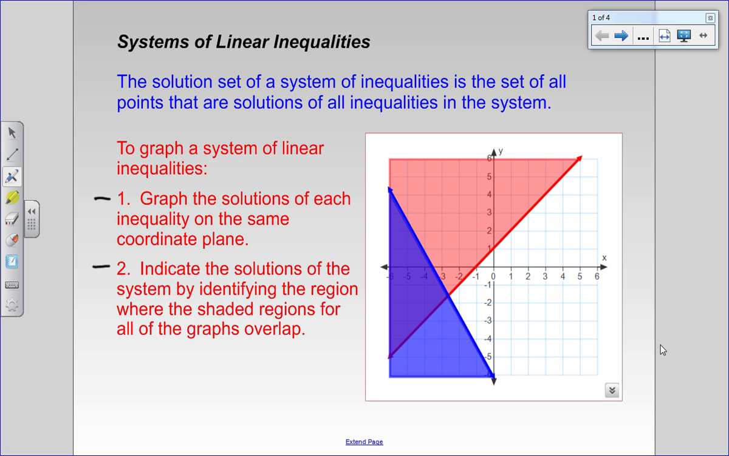An example of such a graph is shown on the slide. In this graph, the points in the red shaded region are solutions of one inequality, and the points in the blue shaded region are solutions of the other inequality. All the points in the darker purple region outlined here are in both shaded regions at the same time, and therefore it's these points that make both inequalities true, and these points that are the solutions of the system of inequalities.